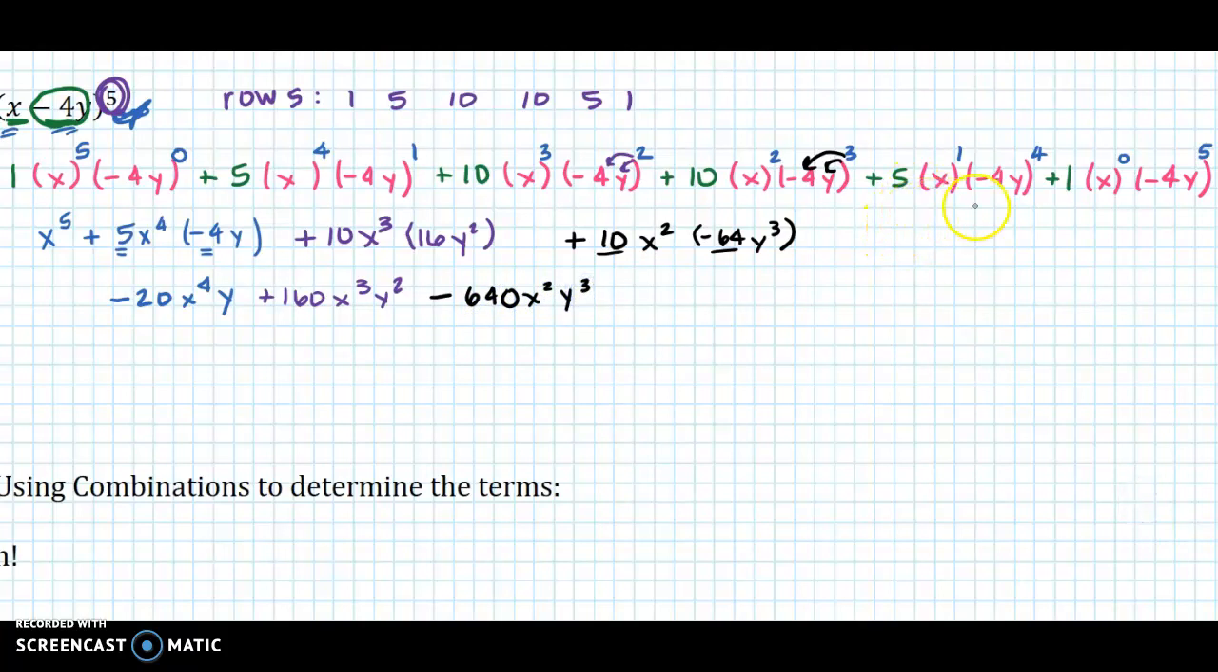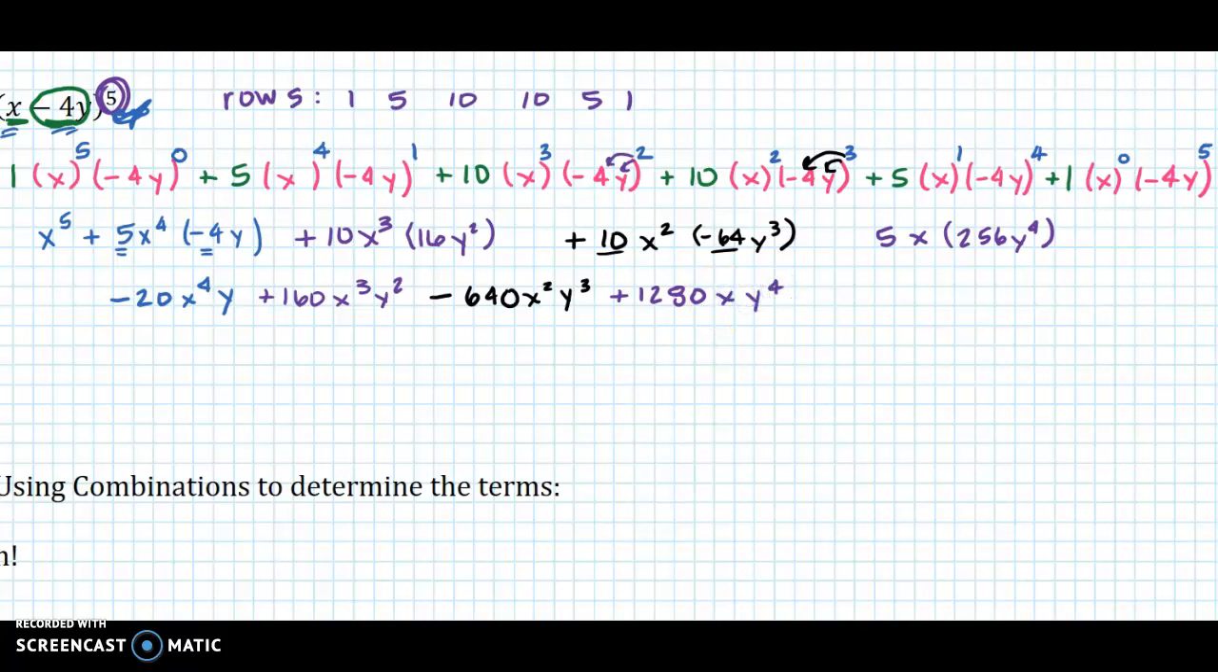Then, this next one, I have to do 5x, and then I have negative 4 to the fourth. Negative 4 to the fourth is going to be a positive, which is 256. And then 5 times 256 is 1280. X, y to the fourth.